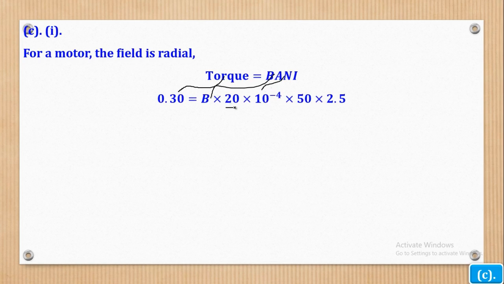Now the area was given as 20 centimeters squared, but you have to convert it to meters squared by multiplying it by 10 to the power negative 4. Number of turns is 50, current is 2.5 amperes. So in that case, B is the only unknown. Therefore, when I make it the subject, B will be equal to 0.1 Tesla. So that was Roman 1. What about Roman 2?